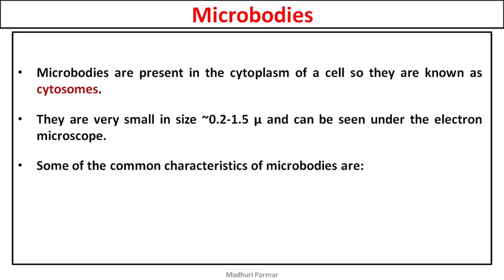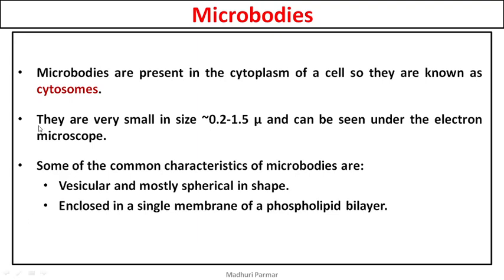Some of the common characteristics of all microbodies that we will be discussing are: they are vesicular and mostly spherical in shape. They are vesicle-like and spherical. Enclosed in a single plasma membrane, they have a single lipid bilayer membrane. The matrix, which is the inner portion: the vesicle is filled with something. What is it filled with? That filled material is called matrix, and it contains proteins and enzymes.